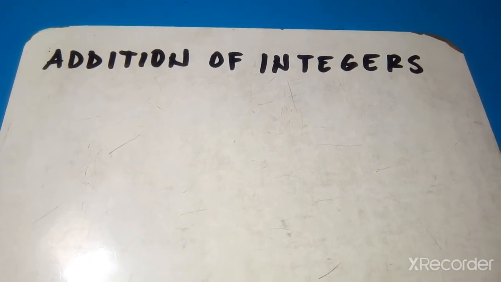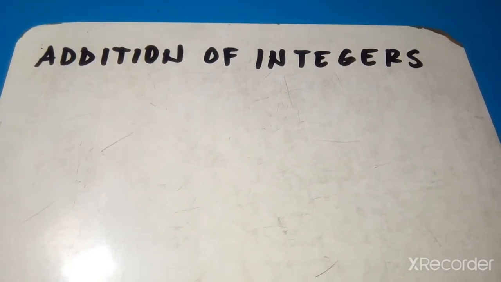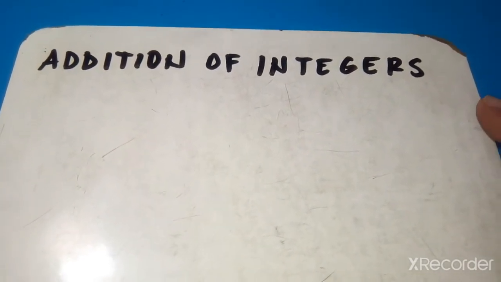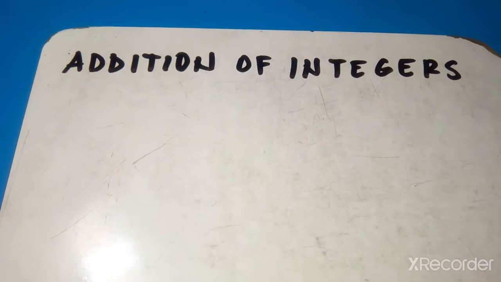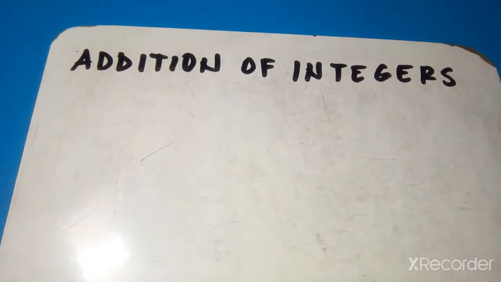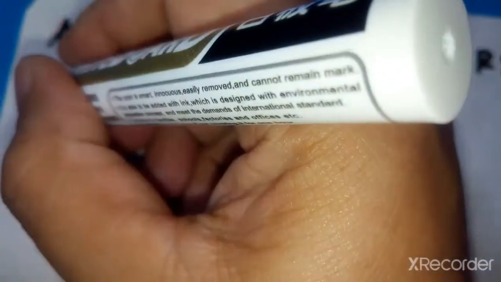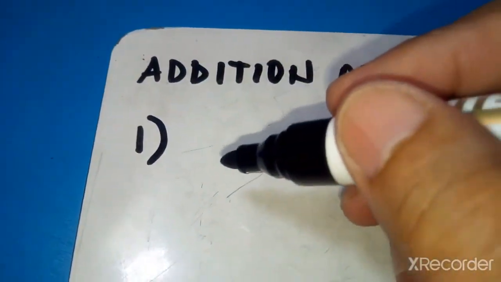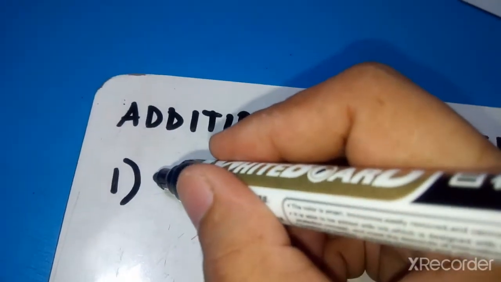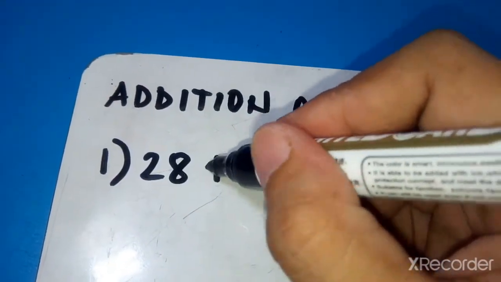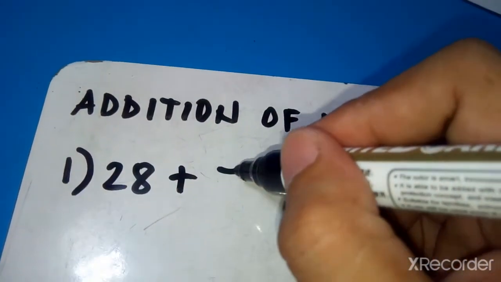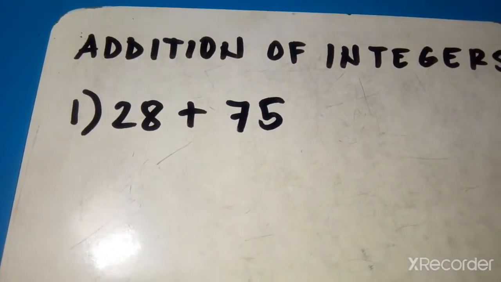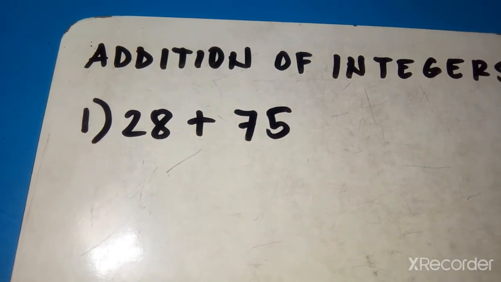I just want to explain to you about addition of integers. Okay, so let's start. Let's have example number 1. Say you have positive 28 plus positive 75. Okay, so they are both positive integers.